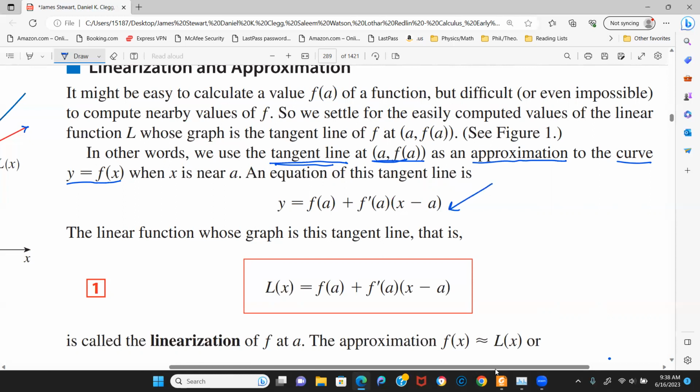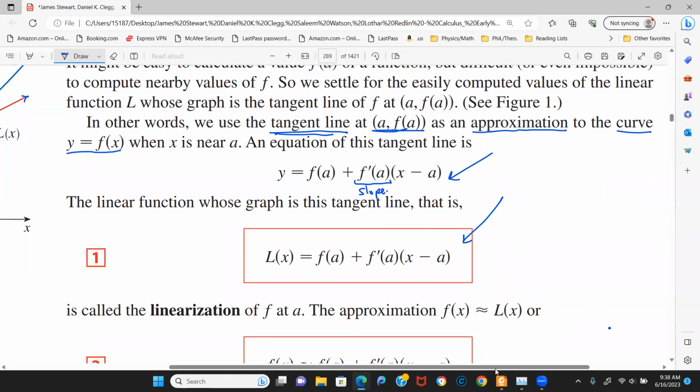So here's the equation of the tangent line. Remember, this is going to be the slope of your tangent line, and this will be the tangent line through the point a comma f of a. You can give it a name, L of x. This is the linear approximation to the graph at the point a comma f of a. And then you can call this the linearization of the function.